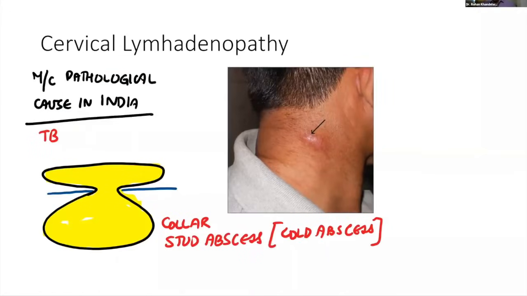Cervical lymphadenopathy, this is a constant question. Every alternate year this is asked. Most common pathological cause in India is tuberculosis. And you will get a collar stud abscess, right? It's a collar stud or a cold abscess. Mind you, you always carry out anti-gravity aspiration. Never aspirate it via the dependent route. Always anti-gravity aspiration should be done, because if you go via the dependent route, it can lead to a sinus formation.